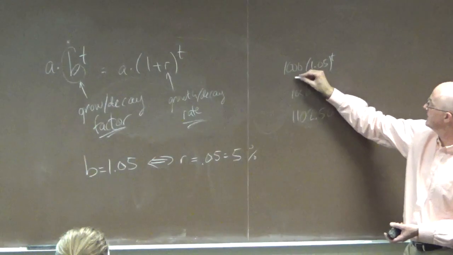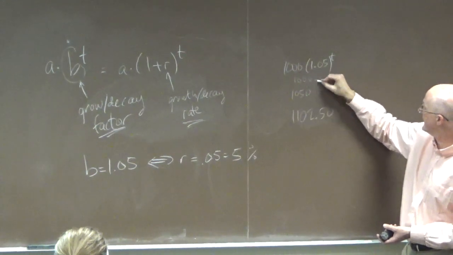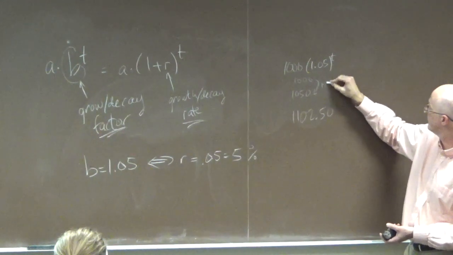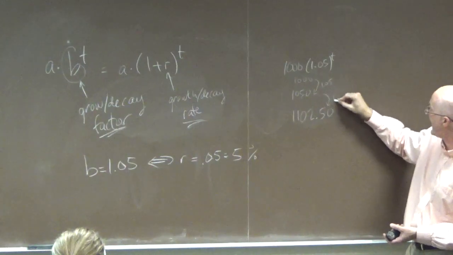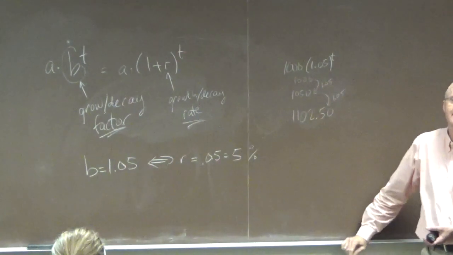You could also, again, think in terms of factors. You multiply each of these numbers by 1.05 growth factor to find the next value.